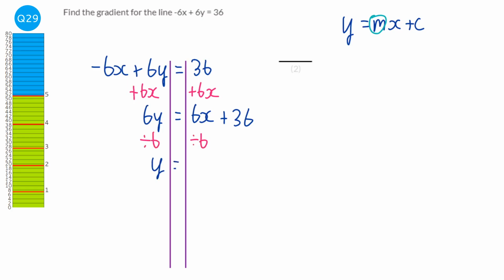So we've got y equals 1x plus 36. Now we shouldn't really write 1, but because we're looking for m, we're looking for the number before x, I've kind of left it in there to show that the gradient will be 1.